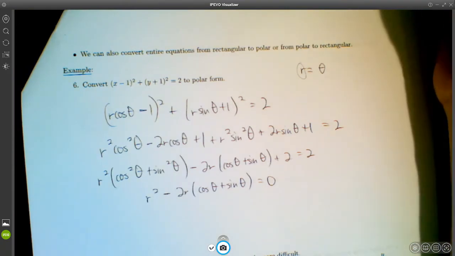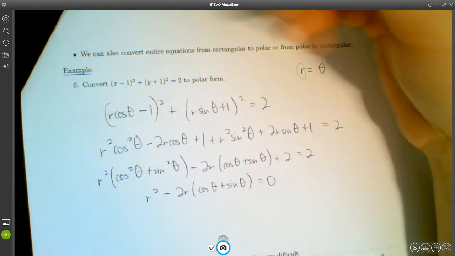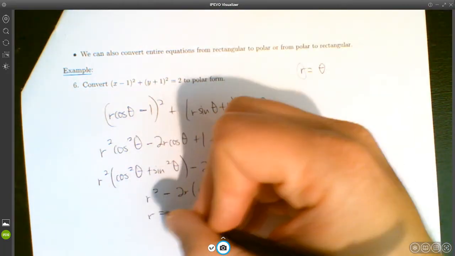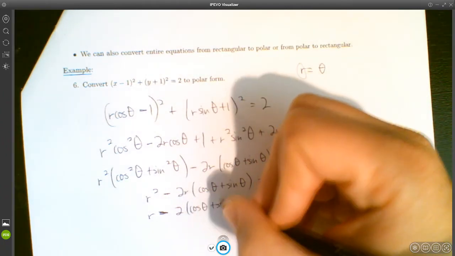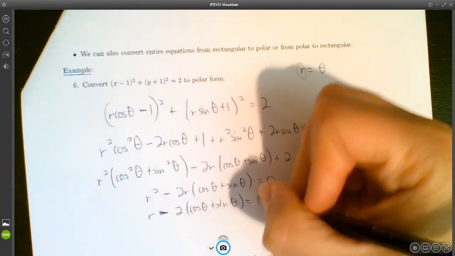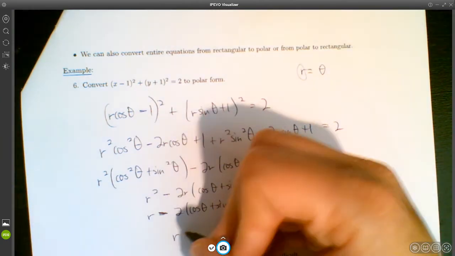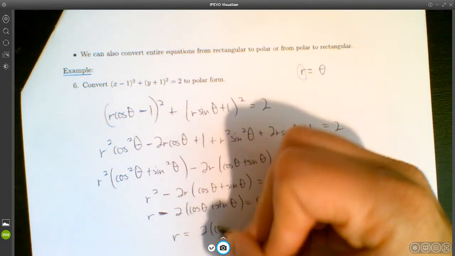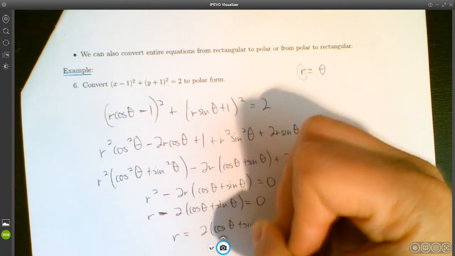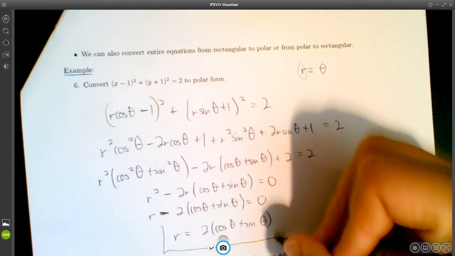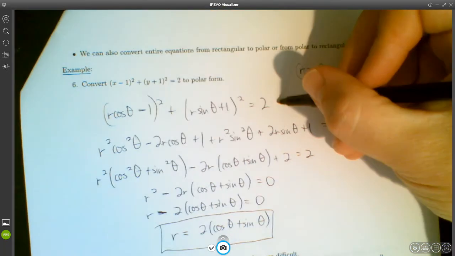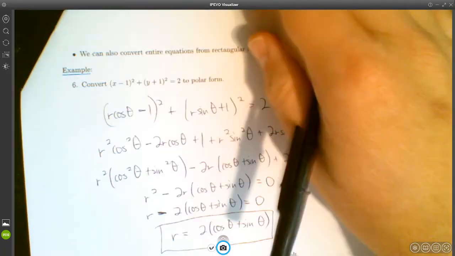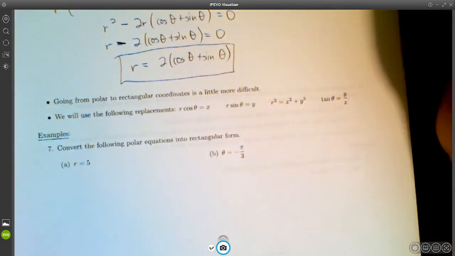So remember, it's my goal to solve for r. I could divide through by r, get r minus 2 times cosine theta plus sine theta equals 0 divided by r, which is just 0. And then move that thing over to the other side to get r equals 2 times cosine theta plus sine theta. And that's it. So that's kind of interesting. Anyway, you were done at the earlier step, technically, right? The rest of it was just seeing if you could simplify and solve for r.